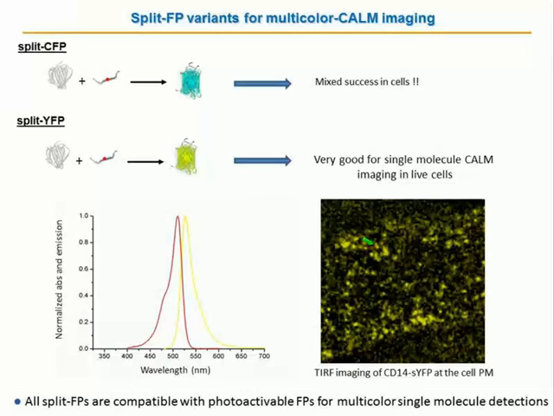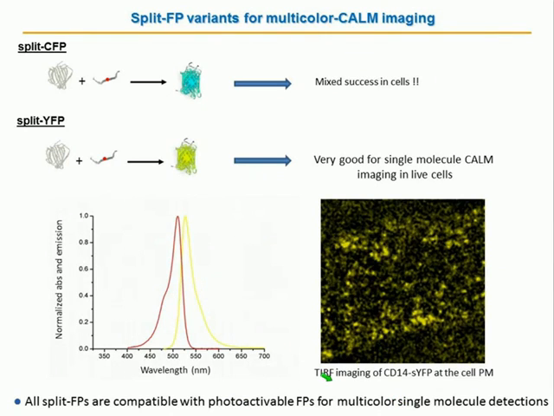So using these variants, we think we can actually achieve multicolor individual molecule imaging through the same complementation activated light microscopy technique. The interest here is that these different color variants all use the same complementary peptide. So with a single complementary peptide, in principle, you can achieve at least 3 colors, and we're working on a red variant on our side. I should mention that all these split FPs are actually compatible with photoactivatable FPs if you want to combine CALM and PALM imaging for multicolor detection.